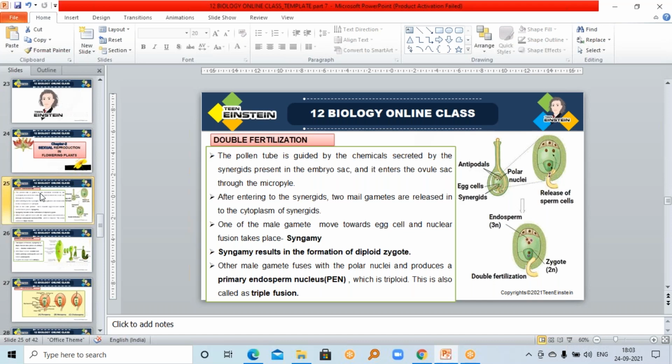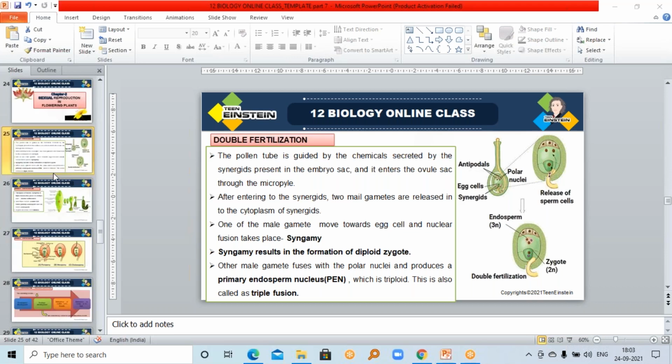The first topic is double fertilization. We are going to learn about double fertilization now. Do you know what fertilization is? It is the fusion of gametes. Male and female gametes are getting fused, and that process is called fertilization. What is double fertilization? From the title itself, it's clear. Fertilization is taking place 2 times, so that is called double fertilization. And we'll see how it is taking place.